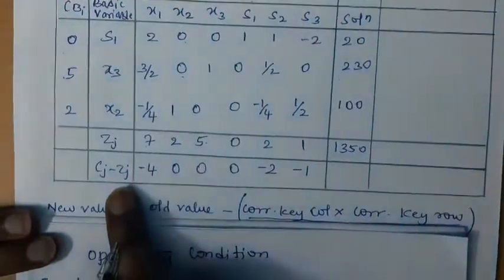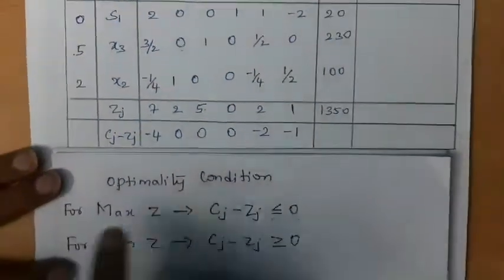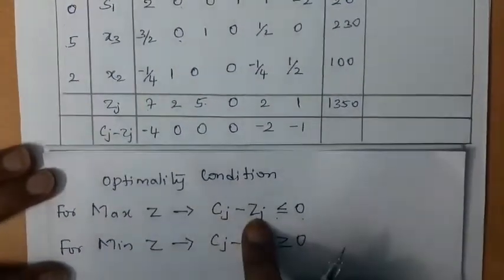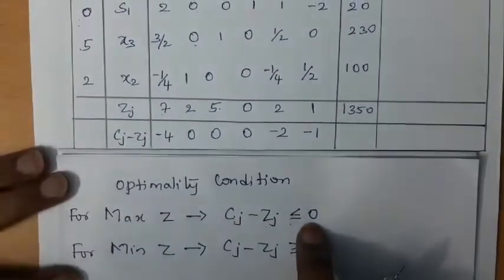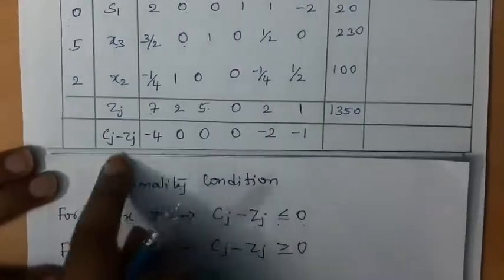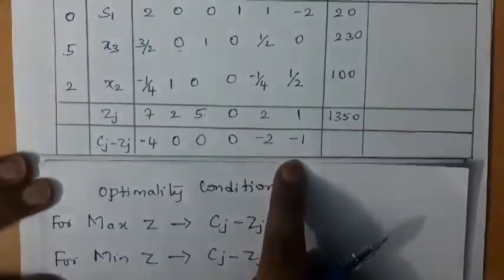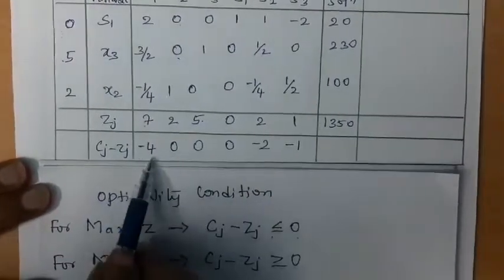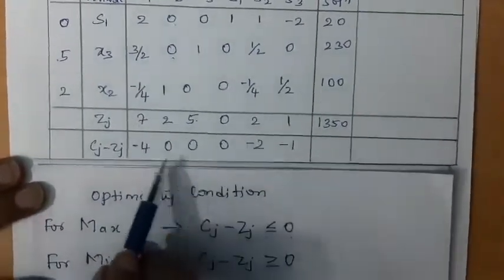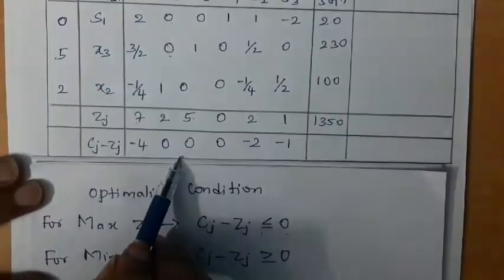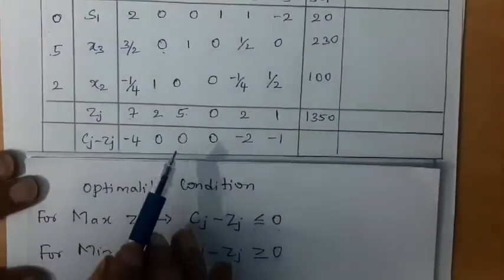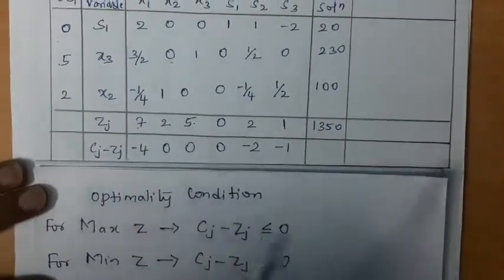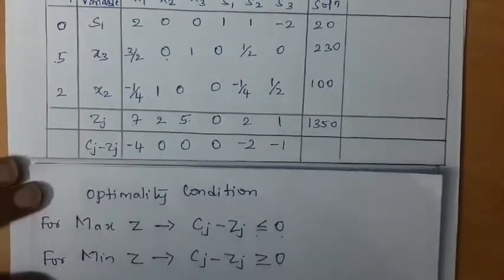Now let us check the optimality condition. For a maximization problem, the optimality condition is that the Cj minus Zj values should be less than or equal to 0. Check whether we have got all values less than or equal to 0, that means negative and 0 values. See, all are negative values and we have 0. There is no positive value greater than 0. That means we have reached the optimality condition. So now we need not proceed with the next iteration. So let us write the solution.